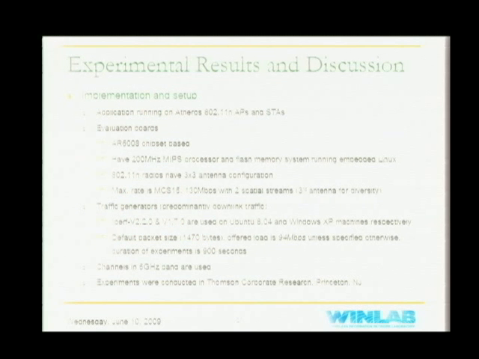Next is the experimental results and discussion. We implemented it as applications running on 802.11 APs and stations. These Atheros evaluation boards are similar to our orbit boxes, except that they are very much less powerful. They just have a 200 megahertz processor and a flash memory system running embedded Linux. We couldn't have traffic generators running on these devices, so we had to use hosts connected through 100 Mbps Ethernet to the access point and station to generate data.